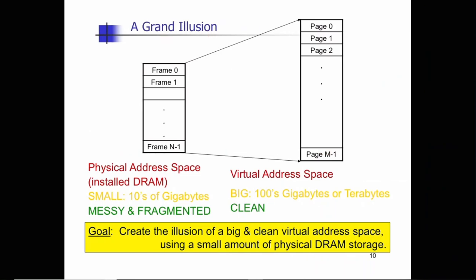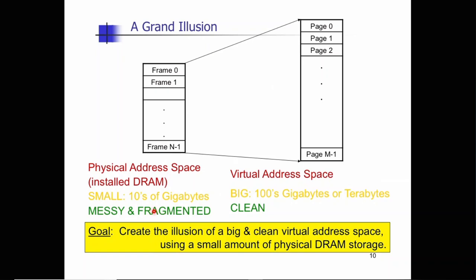So the grand illusion by using the concept of virtual memory is that we are essentially mapping a small, messy, and fragmented physical address space that is installed in the dynamic RAM, and we are able to translate that into a virtual address space that is relatively large and clean. That particular page mapping allows us to give that illusion.